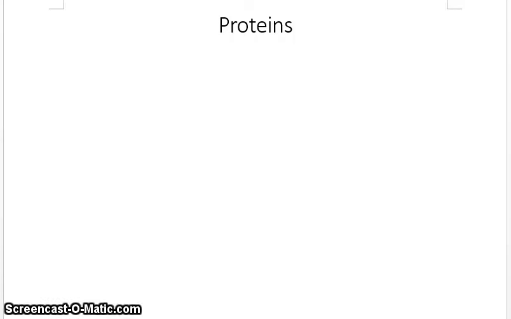Okay, so today we're just going to look at proteins. To start with, as with all large biomolecules, it is made up of simple units, monomers, which are then joined together to make a large molecule. In this case, the monomer of a protein is called an amino acid.